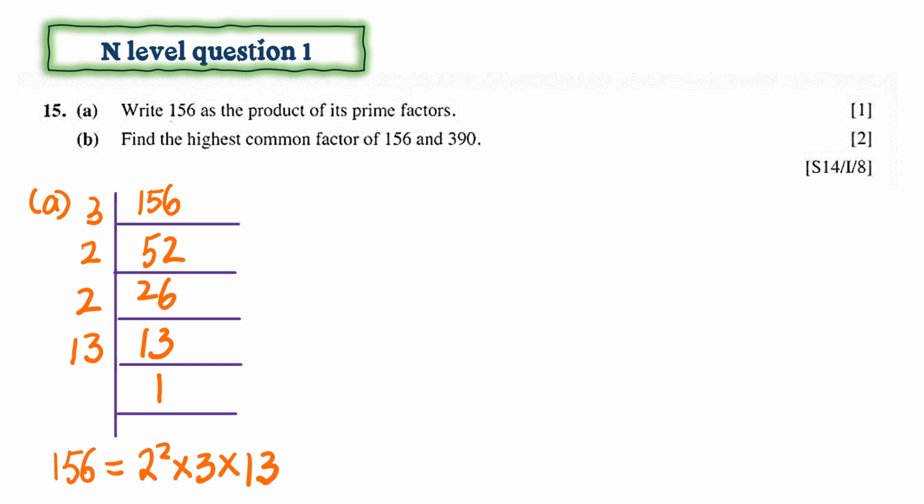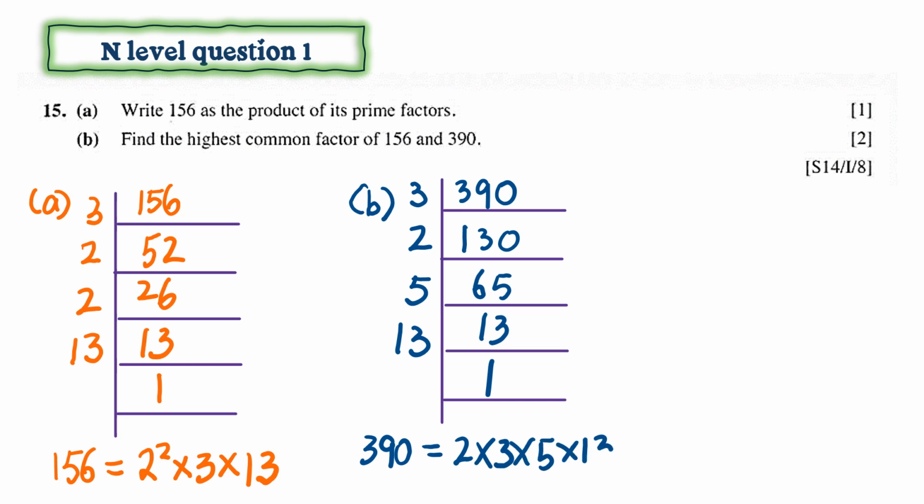All right, let's look at B. Find the highest common factor of 156 and 390. Now we already have the prime factorization for 156, so we're going to do the same for 390 using the ladder method. So the prime factorization for 390 will be 2 times 3 times 5 times 13.